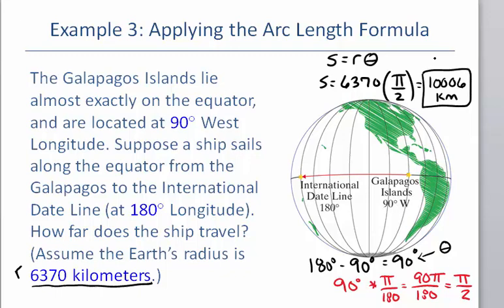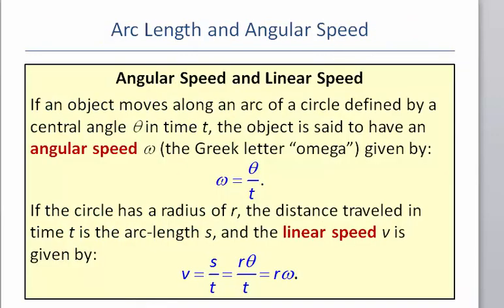So you can see that the arc length formula is a fairly straightforward formula. The only stipulation is that you have that angle in radians. Okay, so another application for our angles involves angular speed and linear speed.